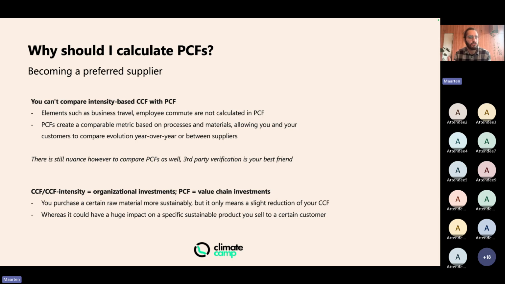I always say PCF is a commercial driver, not a compliance one. Then you can use this story of using these sustainably sourced goods to showcase: we sell primarily to this retailer, and this is the amount of reduction we are able to achieve for this specific product. So it showcases much more the investments you have made in the value chain, whereas CCF is more on an organizational level. And I always say companies buy products, they don't buy chunks of your company. So they try to use intensity-based CCF to get a view of your maturity and your improvement, but PCF is how they can actually simulate reduction potential.